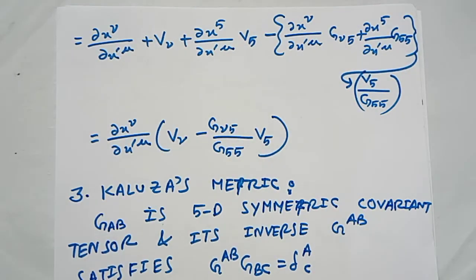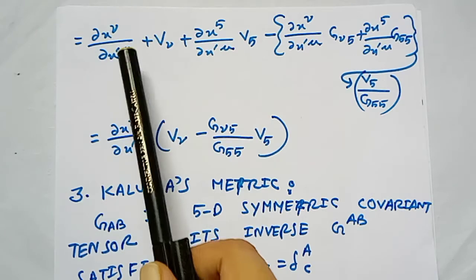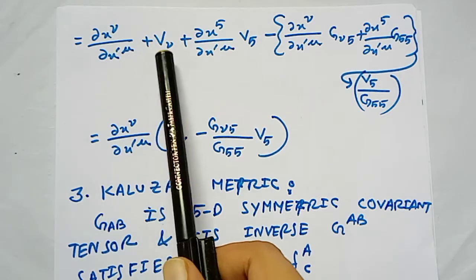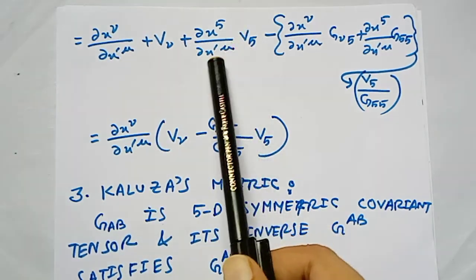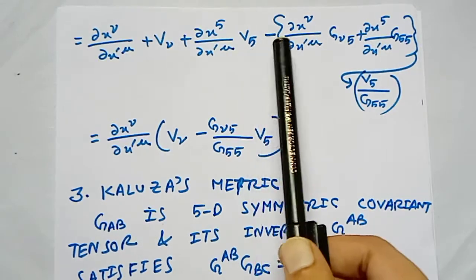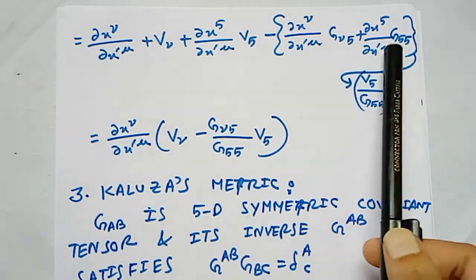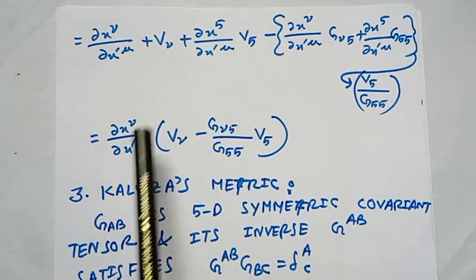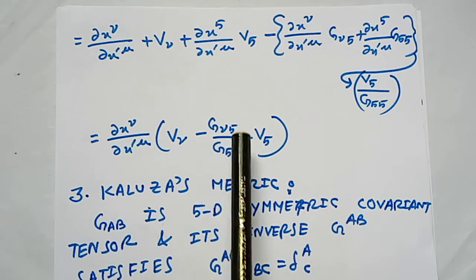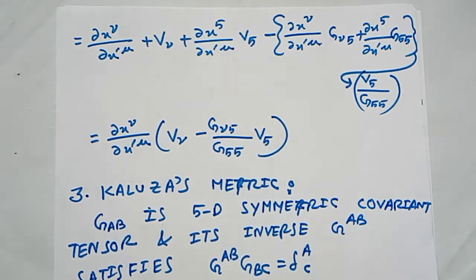Now we have del x prime mu v nu plus del x 5 del x prime mu v mu minus v 5 minus del x prime mu g nu 5 del x 5 del x prime mu d 5. Now we have del x prime mu v nu g mu 5 g 5 v 5. Now the Kaluza metric.